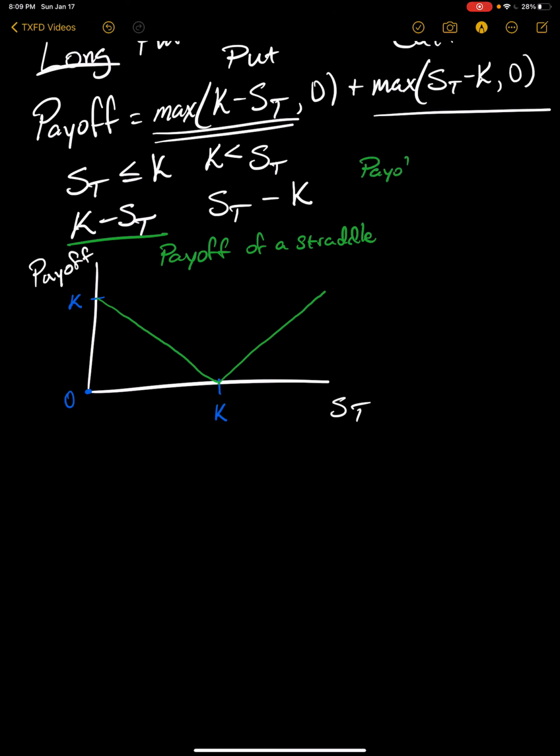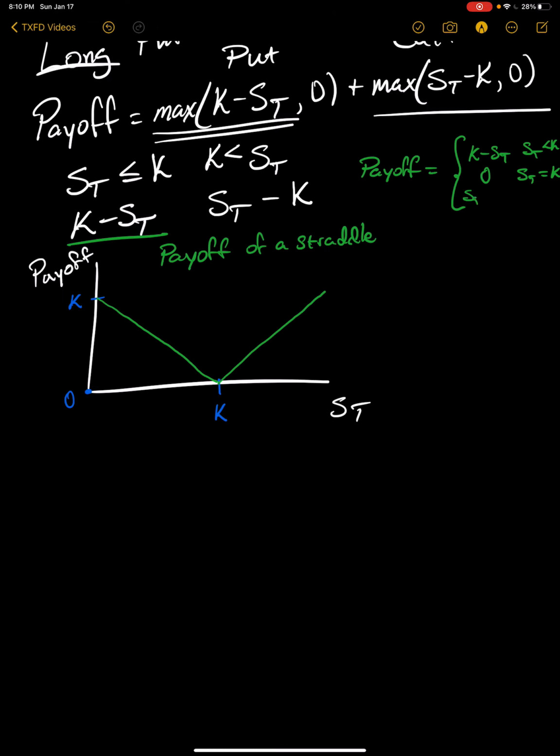You can say payoff equals K minus the stock price at time t when the stock price at time t is less than or equal to K. Or even just when it's less than K, it's 0 when the stock price equals K.